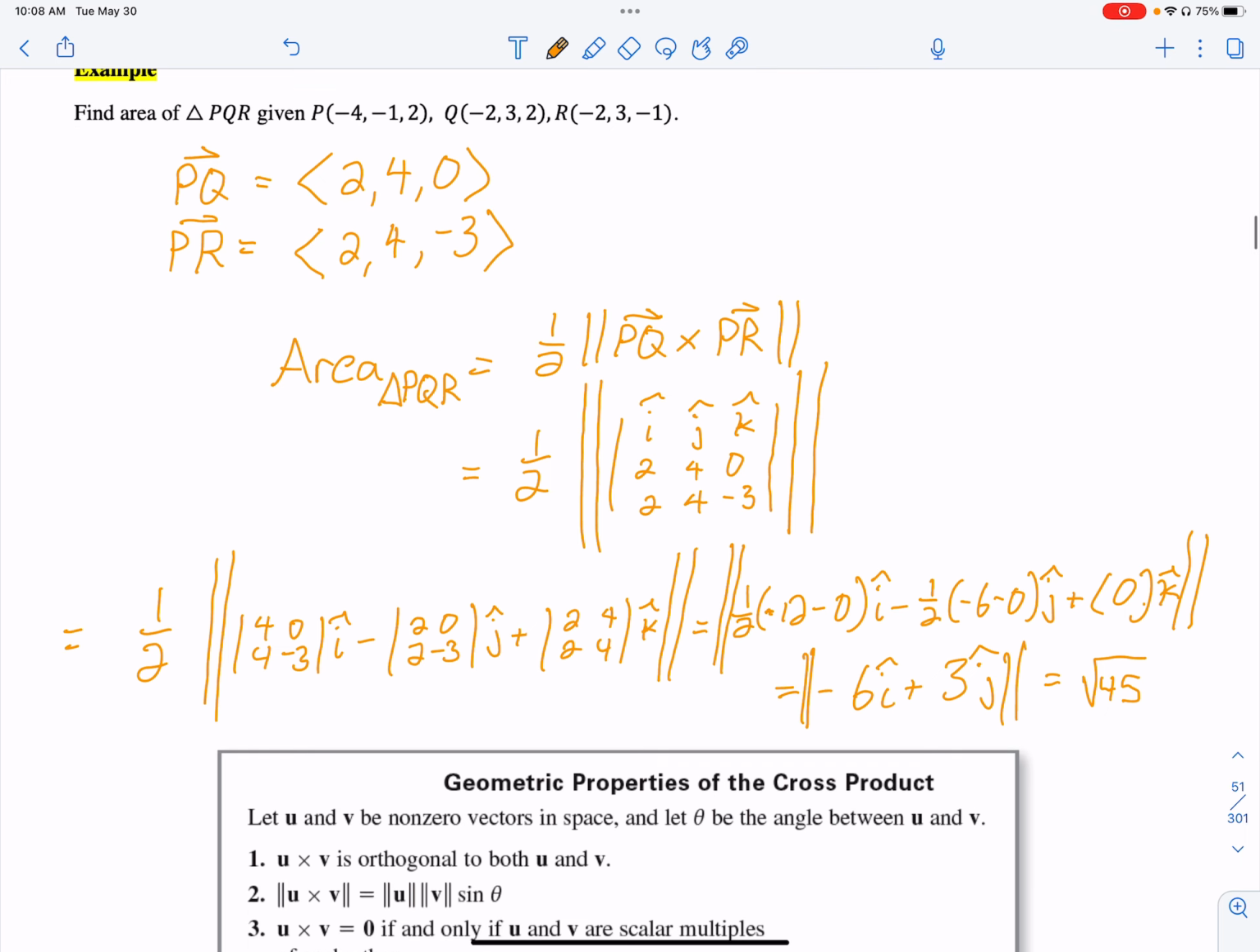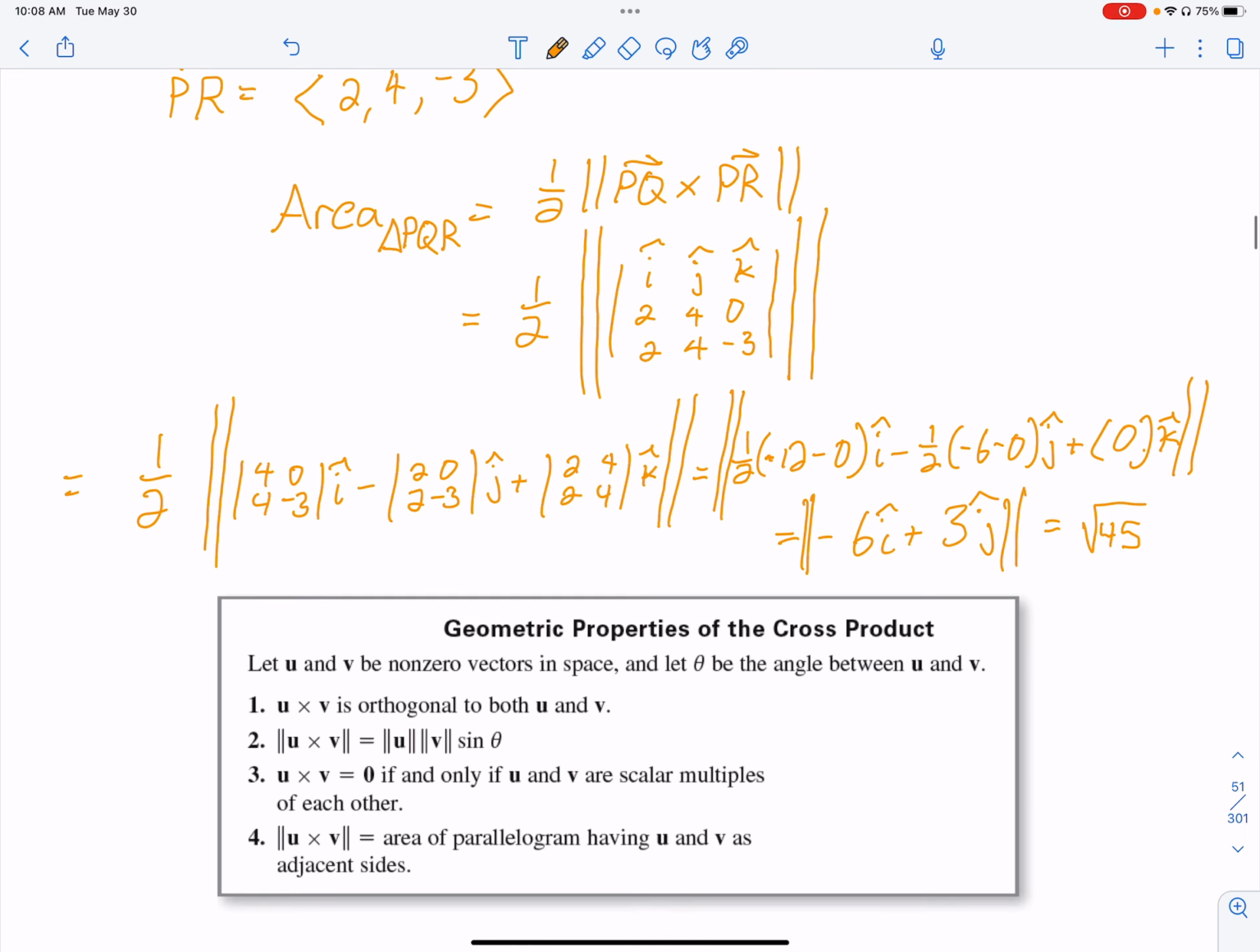Okay, here are the geometric properties of the cross product before we jump into some applications. The first thing is that u cross v, I think this is the most important thing, u cross v is orthogonal to both u and v. We're going to use that quite a bit. We also have formula number 2. We just use that to find area. u cross v equals 0 if and only if u and v are scalar multiples. This also means parallel, right? That is the definition of parallel. And then the magnitude of u cross v is the area of a parallelogram, which we can use for a triangle as well.